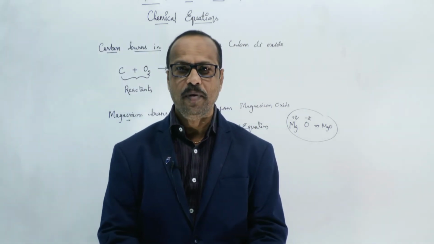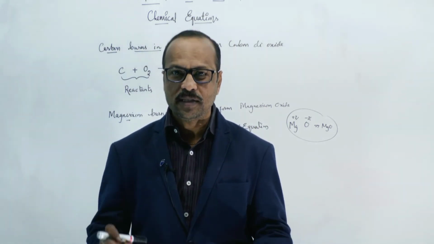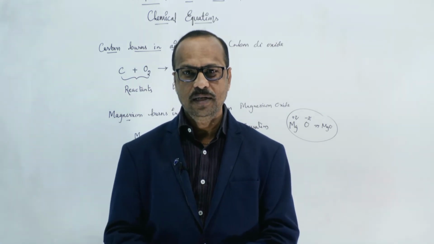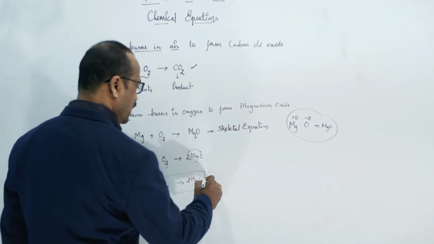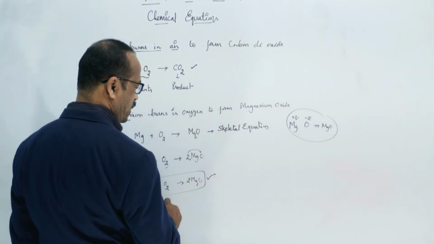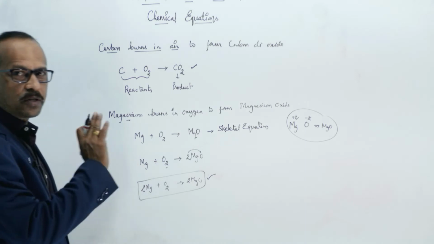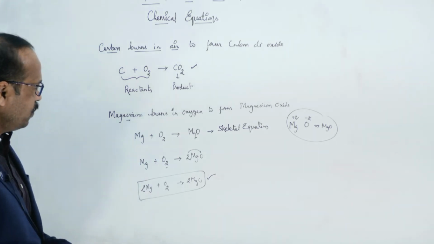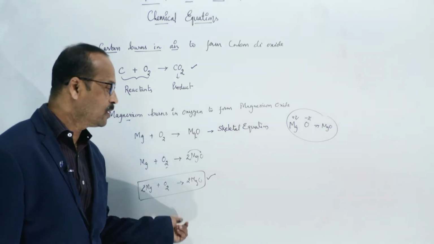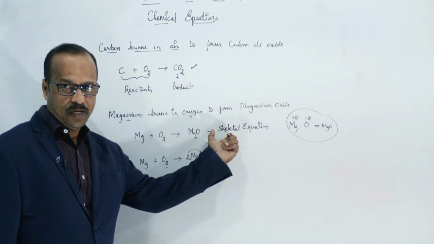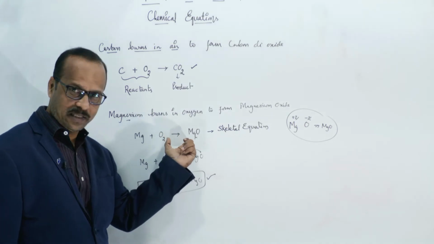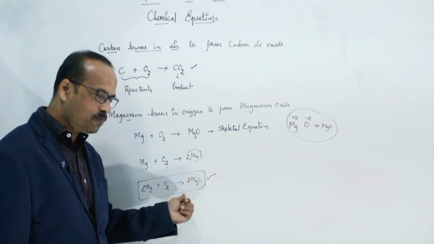Now this is obeying the law of conservation of mass. Clear? So this is a correct chemical equation. If you write this in the examination, then your teacher gives you full marks. Your teacher gives full marks to this equation, but not to this equation, because this is a skeletal equation. It's not balanced. But here it is balanced.